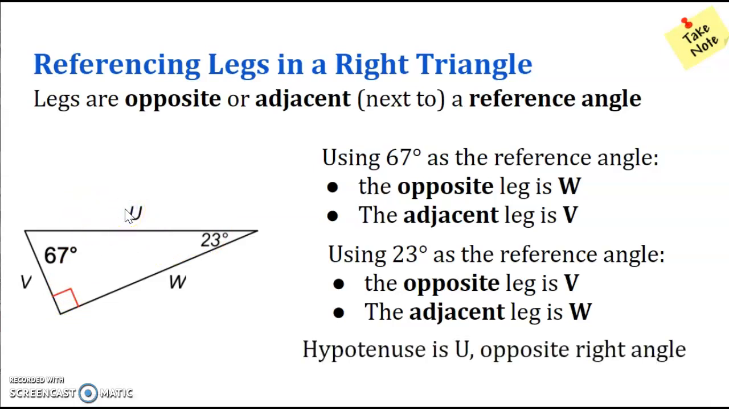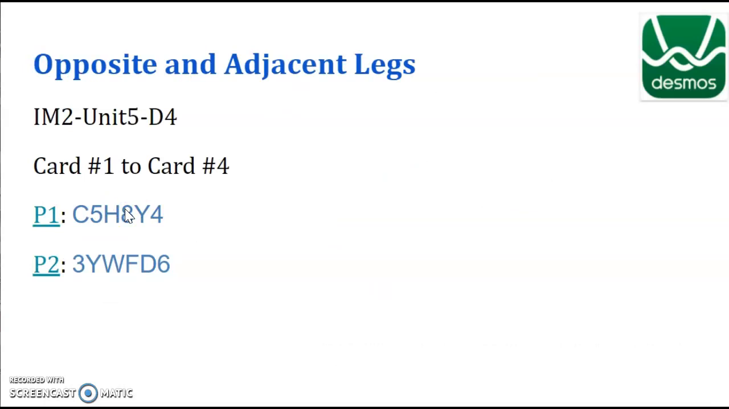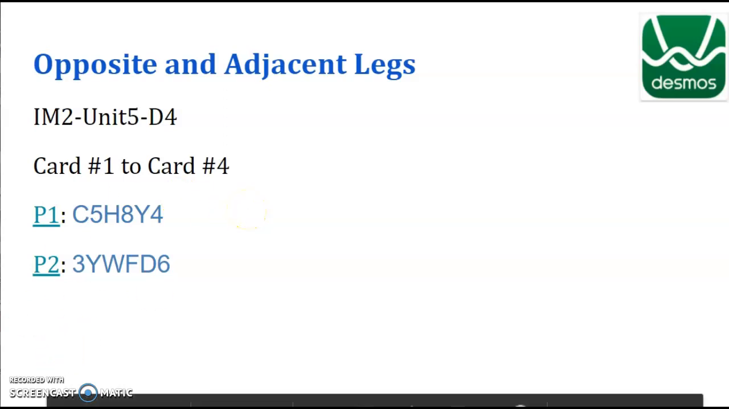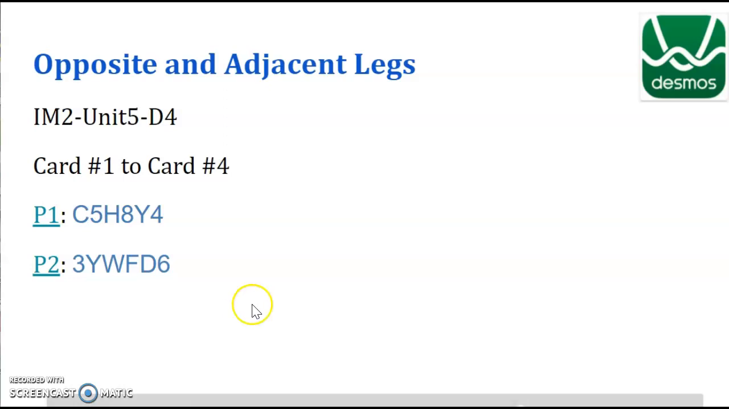All right, so I want you to go on to Desmos exercise, cards number 1 to 4. Please freeze the video and do those now. Okay, so that was a quick exercise on identifying adjacent and opposite and hypotenuse of a right triangle.